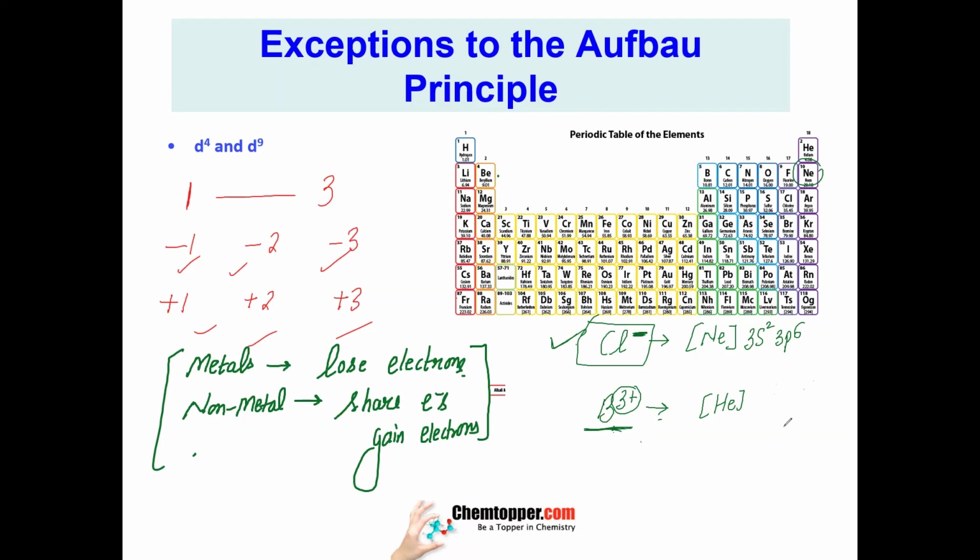B3 plus. What happened, children? You're unable to write B3 plus? So what do you do? First you write the configuration of boron. Then from the outermost shell, remove 3 electrons. Remove, because this is positively charged. Ready for another?